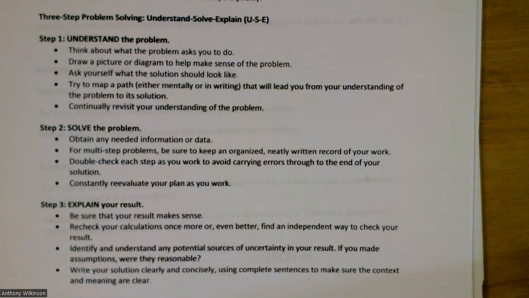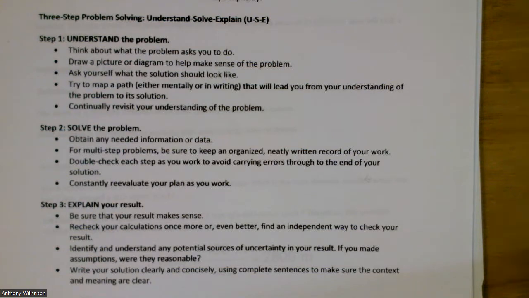Okay. And then step number 2 is to go ahead and solve the problem. That is, obtain any needed information or data. For multi-step problems, you want to be sure to keep an organized, neatly written record of your work. And then double check each step as you work to avoid carrying errors through to the end of your solution. And then finally, constantly reevaluate your plan as you work.